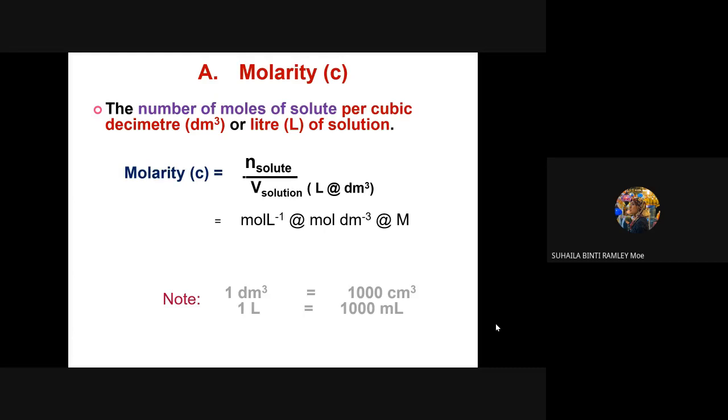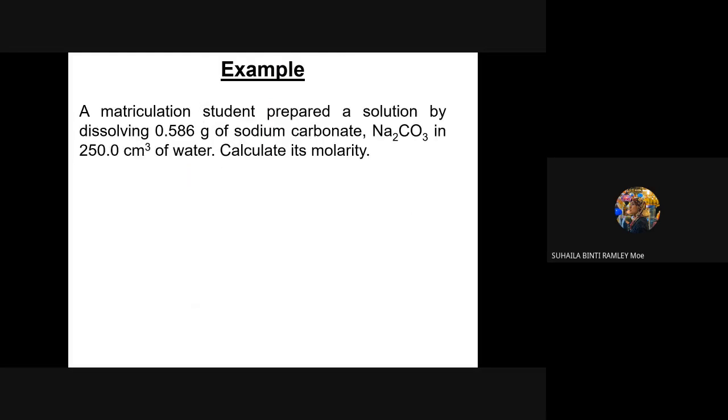Okay, molarity. Earlier we defined this: moles of solute over volume of solution in liter. For example, we have 0.586 gram of Na2CO3 in water. So Na2CO3 is the solute, solvent or solution? Solute. Yes. So we know molarity is moles of solute over volume of solution.